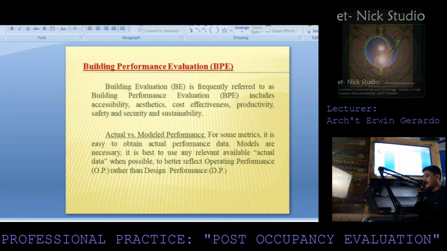Actual versus model performance. For some metrics, it is easy to obtain actual performance data. Models are necessary. It is best to use any relevant available actual data when possible to better reflect operating performance, or OP, rather than the design performance.